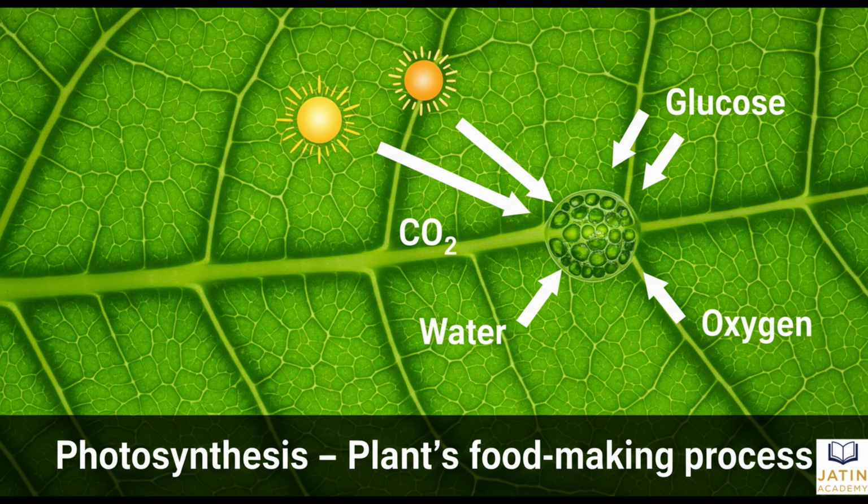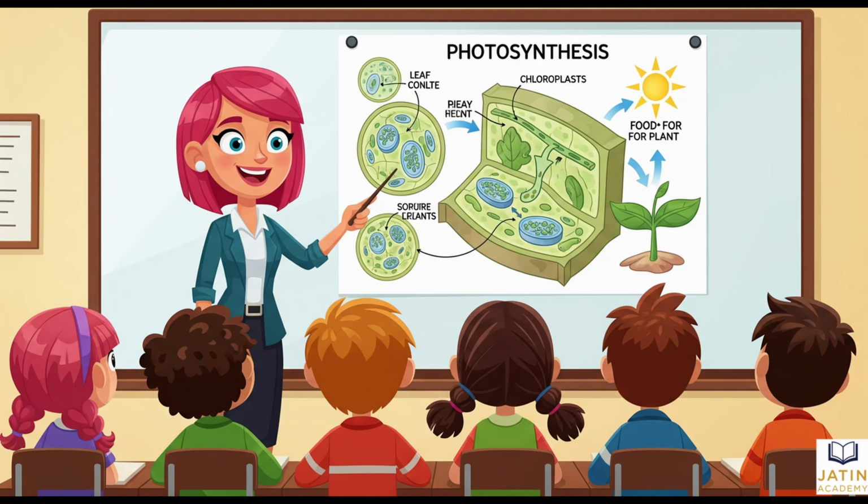Now let's talk about leaves. Leaves aren't just green. Inside their cells is something called chlorophyll, which uses sunlight, carbon dioxide from the air, and water from the soil to make food for the plant. This process is called photosynthesis. So next time you look at a leaf, don't just think of it as green. It's a tiny factory working day and night.